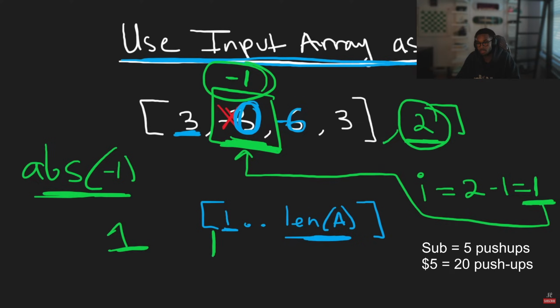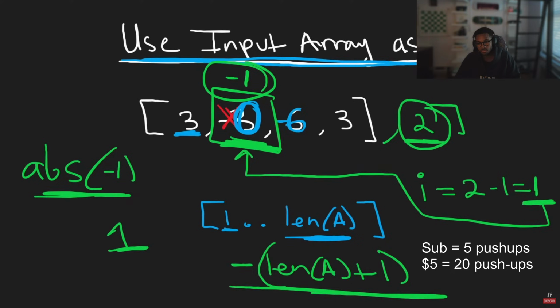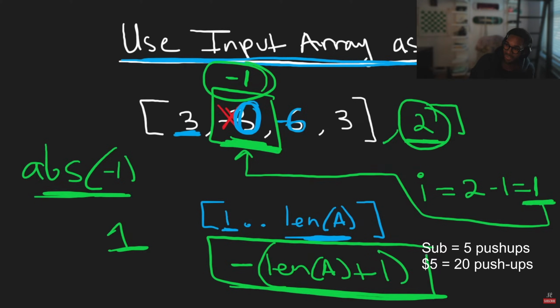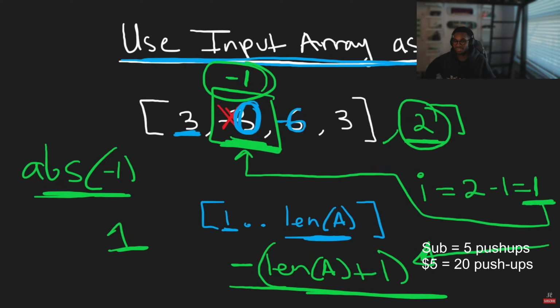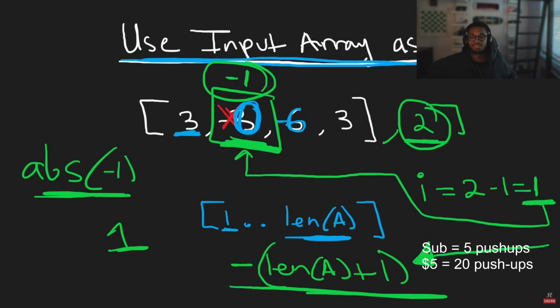But remember, the solution set could only be from 1 to the length of the input array. So if we change it to negative length of the input array plus 1, right? So basically we're taking length of the input array plus 1 and multiplying it by negative, right? If we do that, we're not changing the solution set. Well, actually, technically, this could be a solution. This would be the worst solution that it could possibly be, the greatest value it could possibly be.